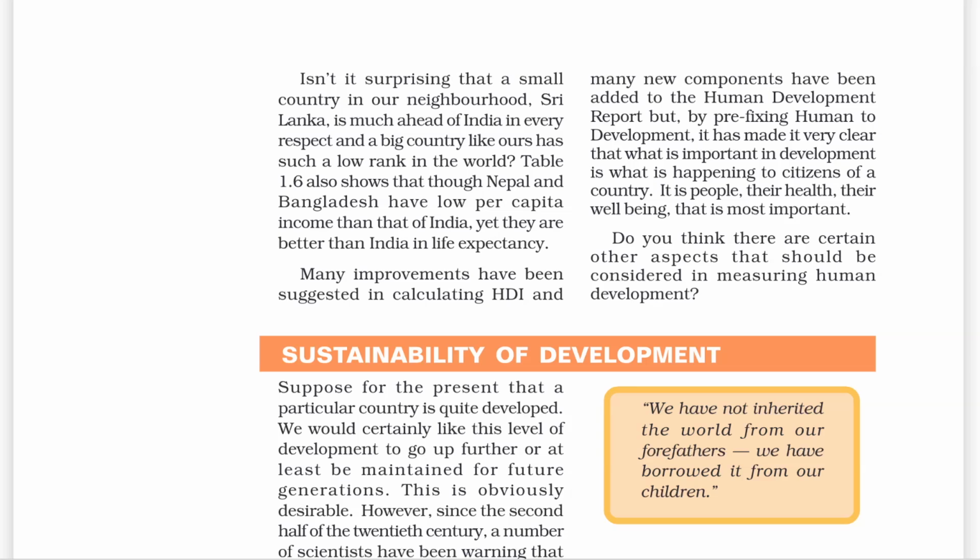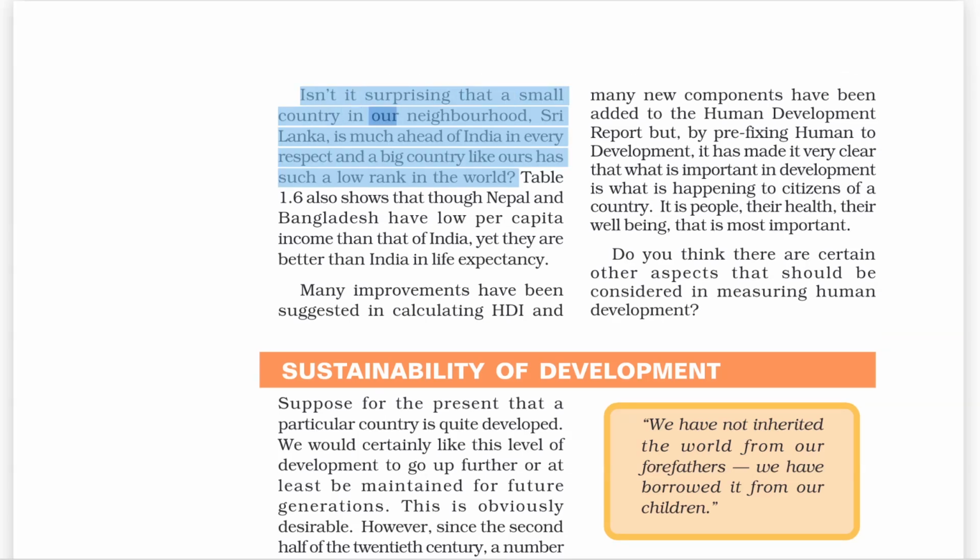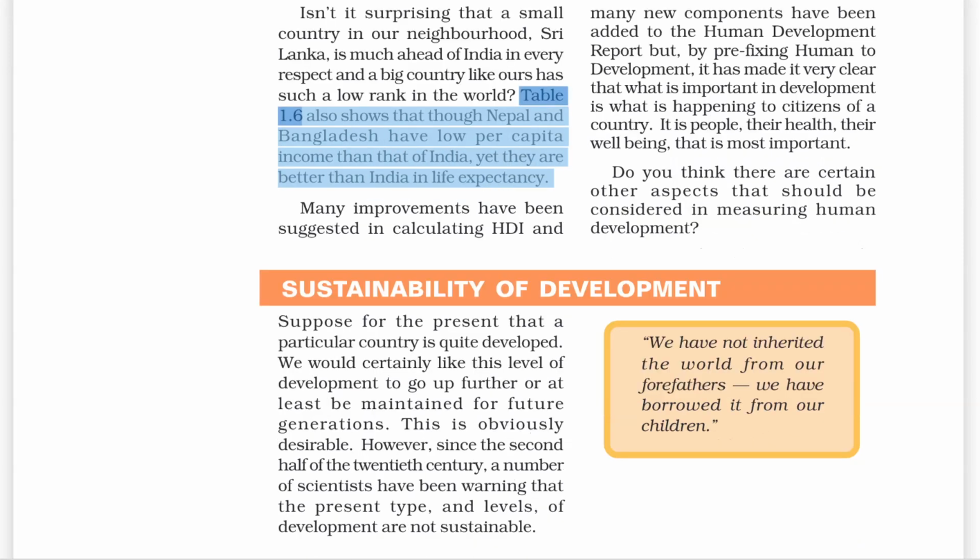Isn't it surprising that a small country in our neighborhood, Sri Lanka, is much ahead of India in every respect, and a big country like ours has such a low rank in the world? Table 1.6 also shows that though Nepal and Bangladesh have lower per capita income than that of India, yet they are better than India in life expectancy.